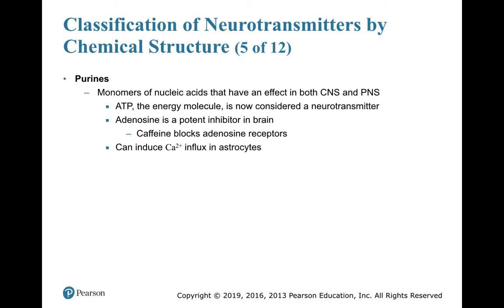Purines are one of the two types of molecules that make up DNA and RNA. They are nucleic acids used in the central nervous system and peripheral nervous system. ATP, we always talk about as an energy molecule. It is also a neurotransmitter, and it has other effects that we'll see through the course of the year. Adenosine is an inhibitor in the brain. Caffeine blocks adenosine receptors. Purines can also induce calcium influx in astrocytes, the glial cells.